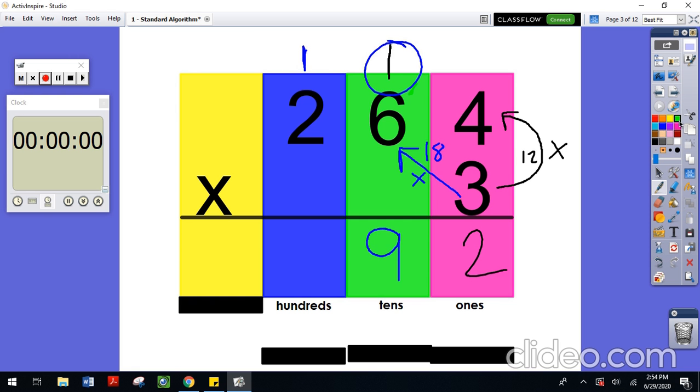Finally, I look at my hundreds place, and I'm going to do 3 times 2. I know that 3 times 2 is equal to 6, plus the 1 at the top, which makes 7. This gives me a product of 792.